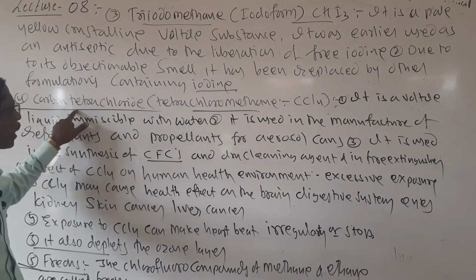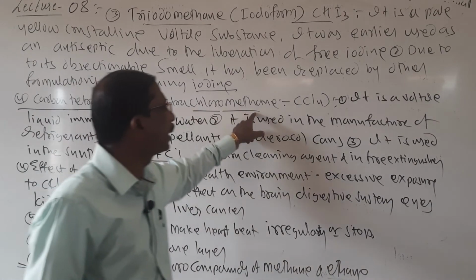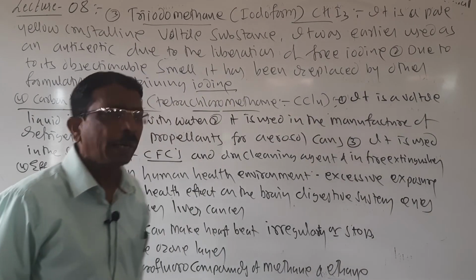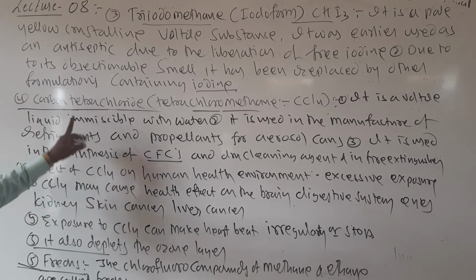And the next one is carbon tetrachloride, tetrachloromethane, or CCl4. It is a volatile liquid immiscible with water.